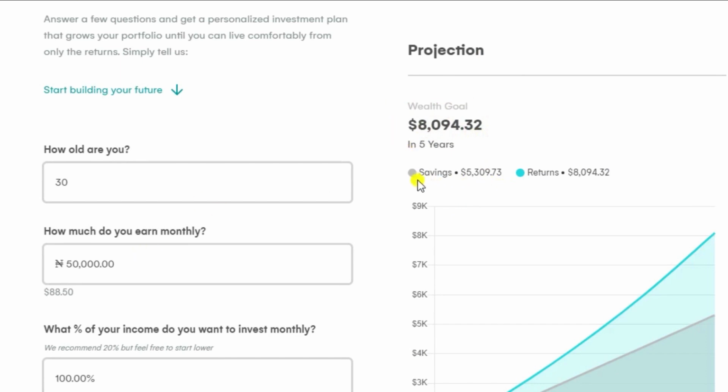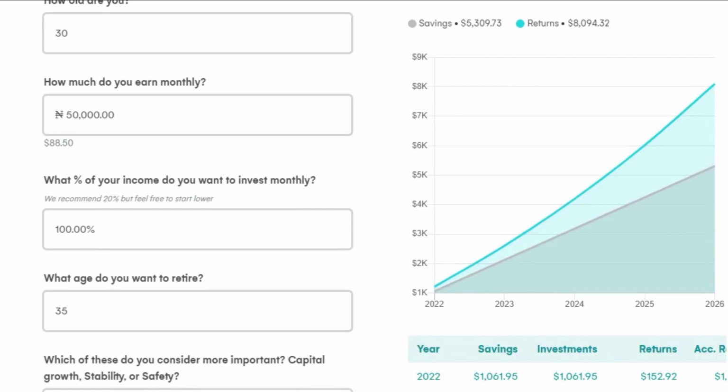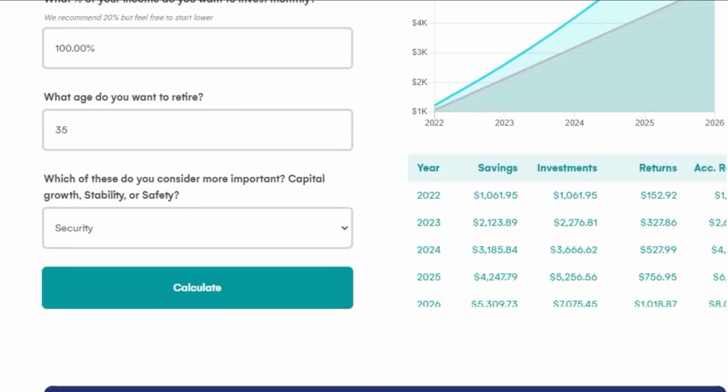Your total savings, the amount of money you put in this investment, is $5,309. So if you minus the $5,309 from the $8,094, you will get the interest. This is so amazing, guys, so amazing.